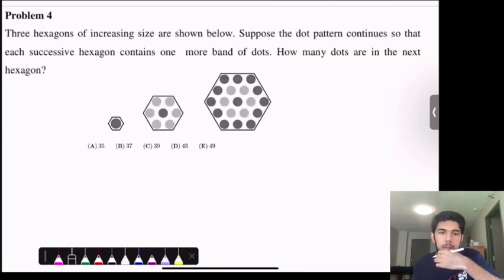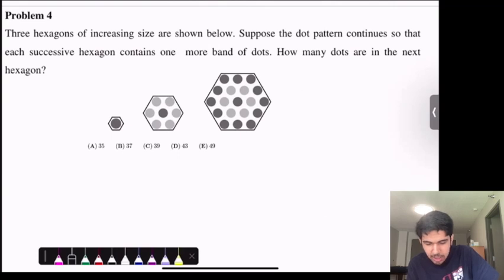Nice. Okay, so now for this question, we're given 3 hexagons of increasing size that are shown below. Suppose the dot pattern continues so that each successive hexagon, meaning the next hexagon, the one that comes next in the pattern, contains one more band of dots. How many dots are in the next hexagon? So first, what does it mean by a band of dots? Well, they sort of give it to us in the drawings, right?